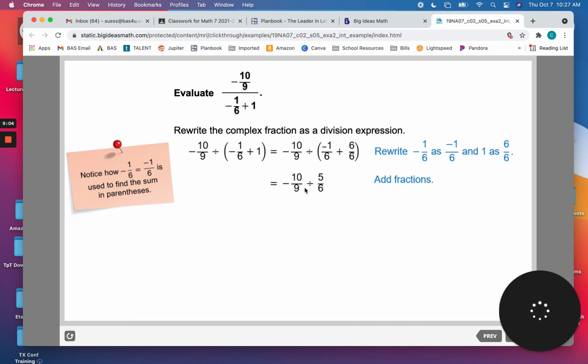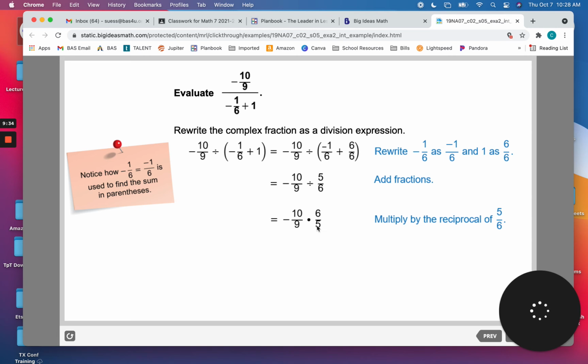All right, so then you have it simplified to -10 over 9 divided by 5 over 6. What's our next step? Flip, flop, and multiply. So flip over the 5/6 to 6/5 and change it to multiplication. You're writing this down. Now, can we cross simplify? Yeah, we can do both actually.